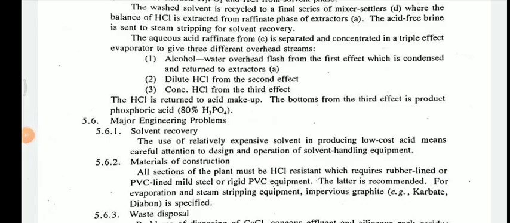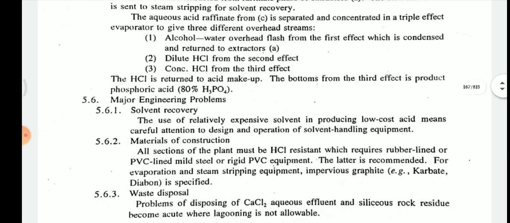Then the aqueous acid raffinate from the carbon is separated and concentrated using a triple effect evaporator, and this triple effect evaporator uses streams like first alcohol and water overhead flash from the first effect, which is condensed and returned to extractor A.